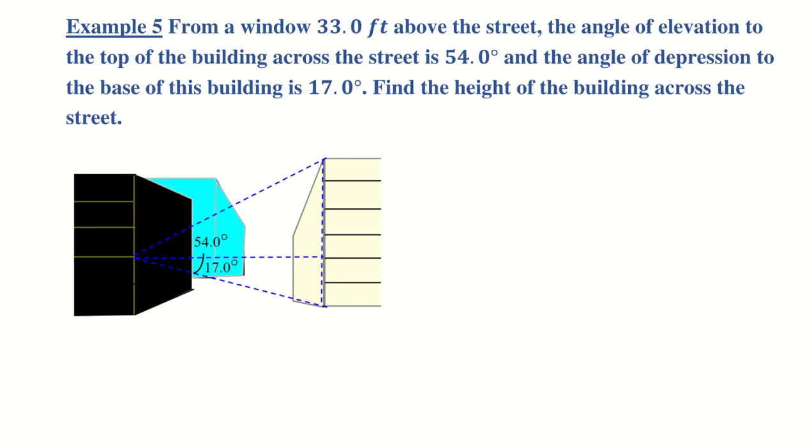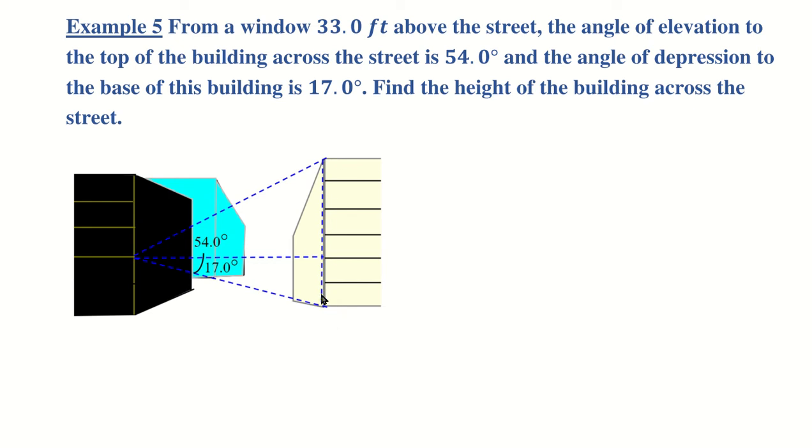Okay, so here we have a slightly more interesting problem. From a window 33 feet above the street, so from here, the angle of elevation to the top of a building across the street, so this angle right here, is 54 degrees, and the angle of depression to the base of the building across the street is 17 degrees. So this angle right here is 17. Find the height of the building across the street. So we want to find this height.